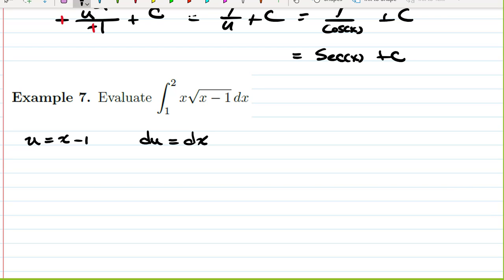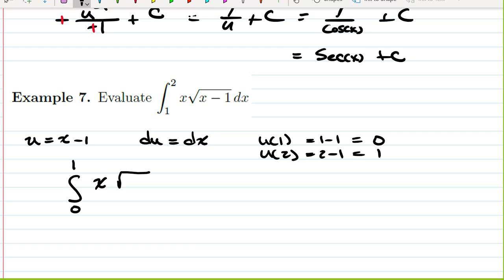And we're going to need to calculate our limits of integration. So u of 1 is going to be 1 minus 1, which is 0. And u of 2 is going to be 2 minus 1, which gives us 1. So those are going to be our new limits of integration. So we substitute in. So u of 1 was 0, so we have 0. U of 2 gives us 1. We have x times the square root of u, but then du equals dx, so we get du.